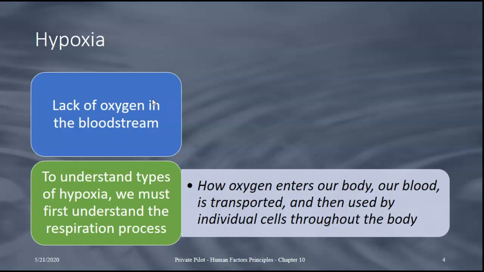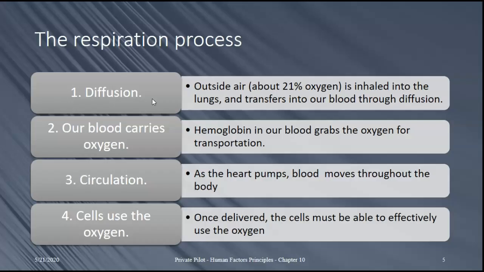Hypoxia is simply a lack of oxygen in the bloodstream. And to understand the different types of hypoxia, we need to first understand the respiration process, or how oxygen enters our body and our blood and then is transported for use by the other cells in our body. There are 4 steps to the respiration process. The first step is diffusion, where outside air, which is about 21% oxygen, is inhaled into the lungs, and the oxygen is transferred into our blood through diffusion.